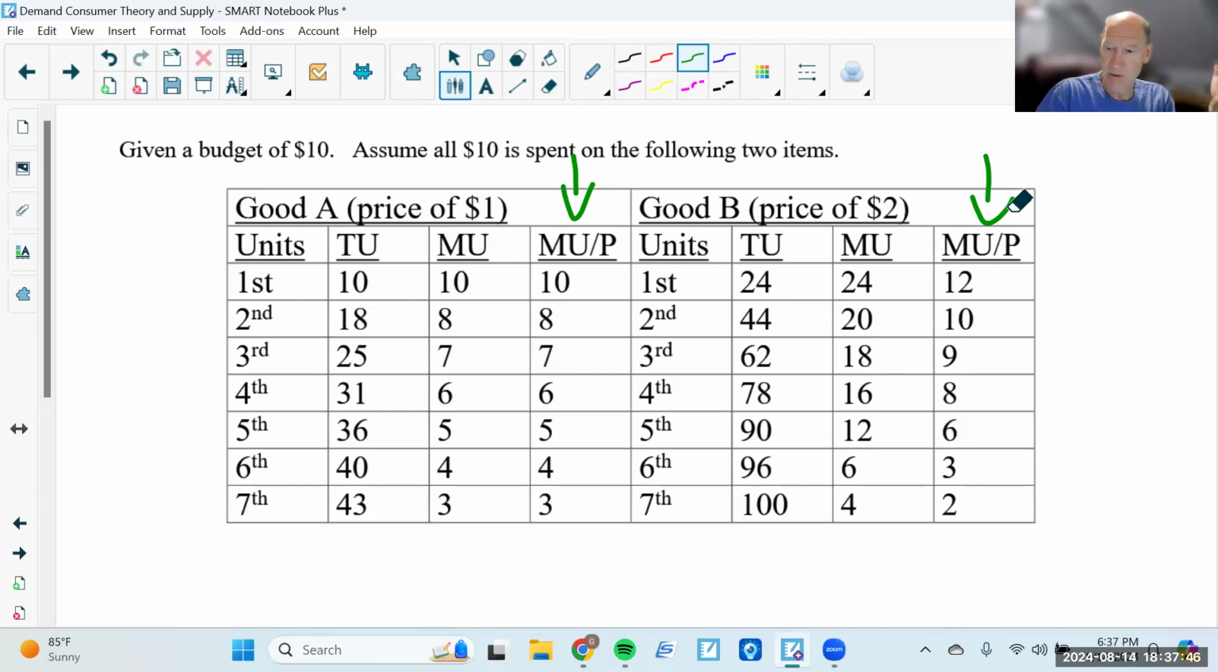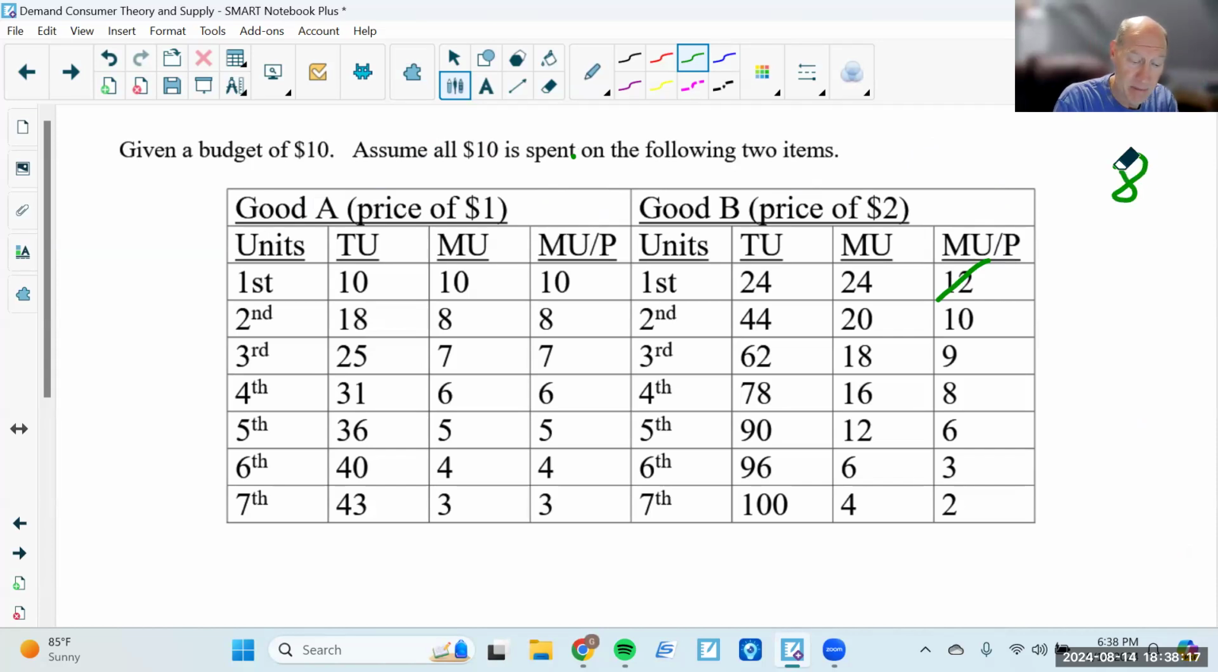Now, what I'm going to do, and this is what the questions will do for you on the AP exam, is they're going to say you only have 10 bucks, and this is all you want to buy: good A and good B. How many of each do you buy? The way you do this is you say, okay, I got 10 bucks. I look at these. The first thing I'm going to do is buy a unit of good B. Why? Because it gives me 12 additional units of satisfaction per dollar, where good A is only giving me 10. So now I'm down to 8 bucks.